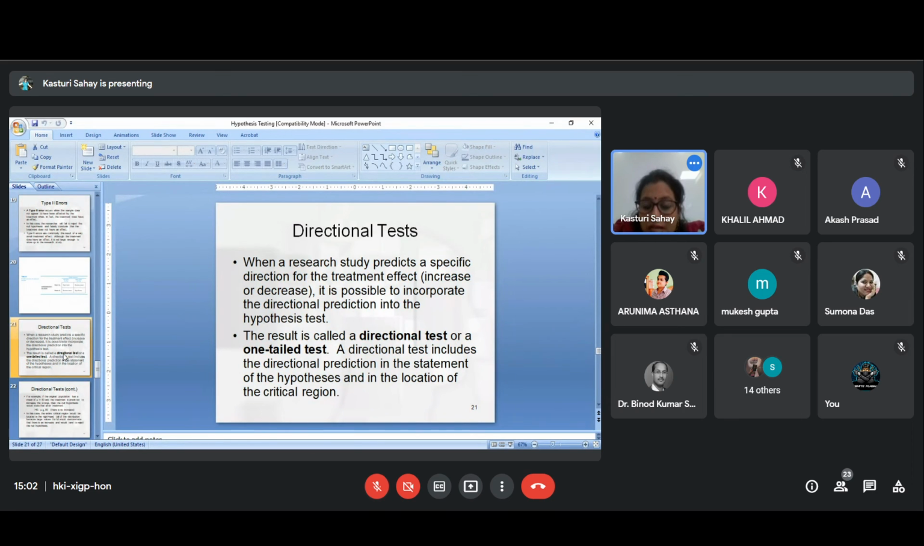When a research study predicts a specific direction for the treatment effect, it is possible to incorporate the direction prediction into the hypothesis test. So if it is a directional hypothesis where you have defined the direction between the two or more variables, that is when it is a directional test, or it is known as a one-tail test. A directional test includes the directional prediction in the statement. In the hypothesis, you actually predict the direction of the relationship. That is, variable A will increase and variable B will decrease. So whenever you're increasing variable A, variable B will decrease. This is your hypothesis statement.